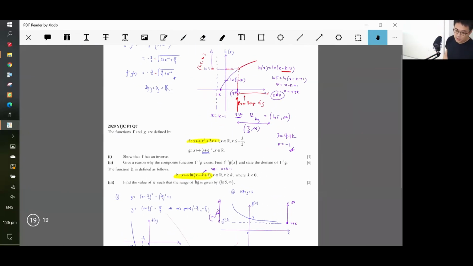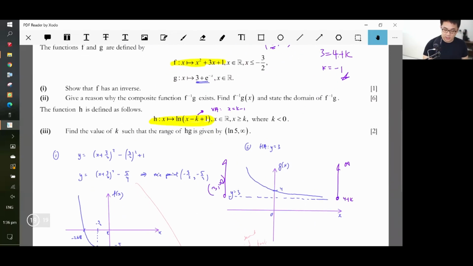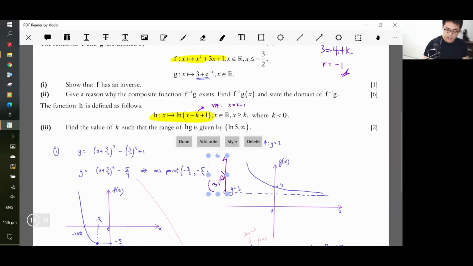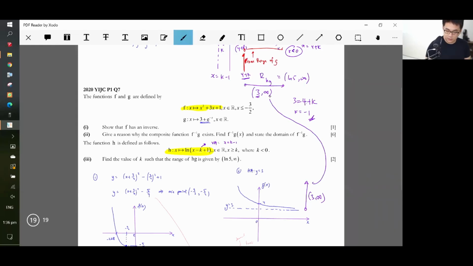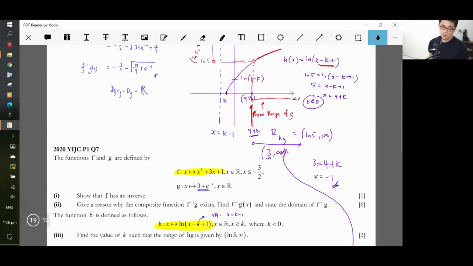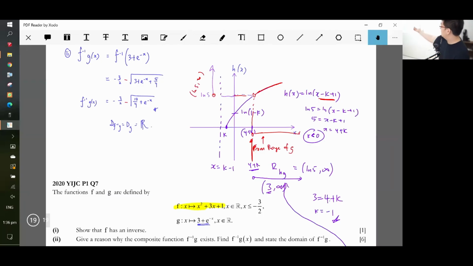I repeat, this is mapping function. What I did was take 3 to infinity from this graph here, and this will fit into the second graph for the range. So I work backwards. This one here, I compare with the 4 plus k. So 4 plus k equals 3. So k equals -1. So the answer is k equals -1. It's mapping.